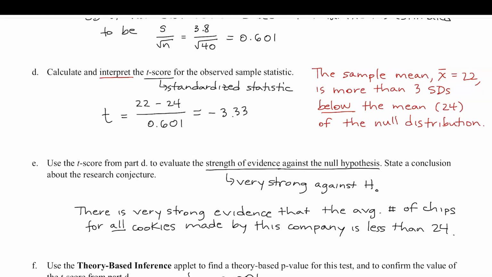And then it's a good idea, again, to look at your strength guidelines chart. The strength from the p-value is also very strong because 0.001 is less than 0.01, so that's the bottom row of the chart of the strength guidelines. And so that matches the strength that we got from the standardized statistic, the t-score.